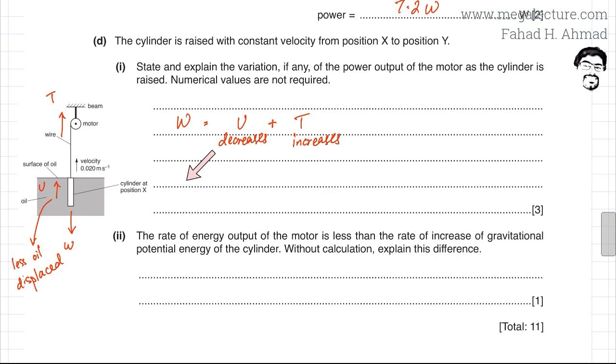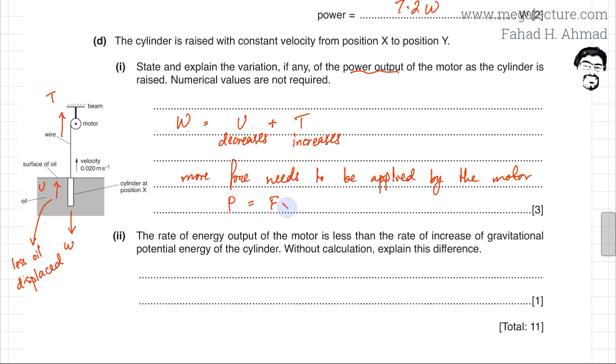So if more force needs to be applied by the motor, what would it do to the power output? Remember, power was force times velocity. So if you want to keep the velocity constant, the force is constantly increasing. So the power would increase as well. The power output of the motor, more power from the motor must be used. So the power output is also going to increase.